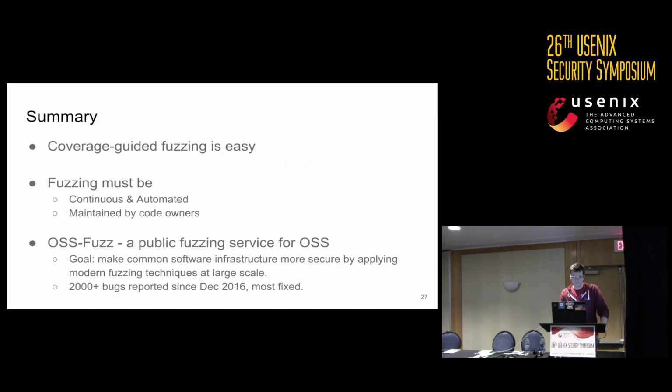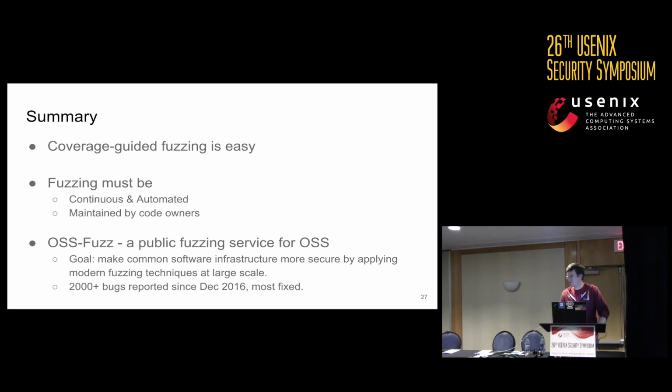So I'm wrapping up. First of all, I hope I convinced you, and I hope you will convince everyone else around you, that coverage-guided fuzzing is now very, very simple. There is basically no reason not to do it anymore. Second, I believe that fuzzing must be done continuously and in automated fashion. There is no excuse for doing fuzzing once and then dropping the ball. And the fuzzing harness in a given project should be maintained by code owners.